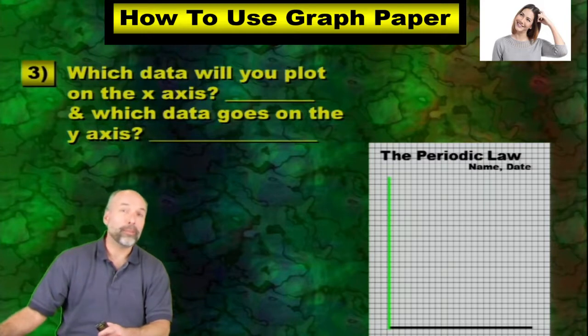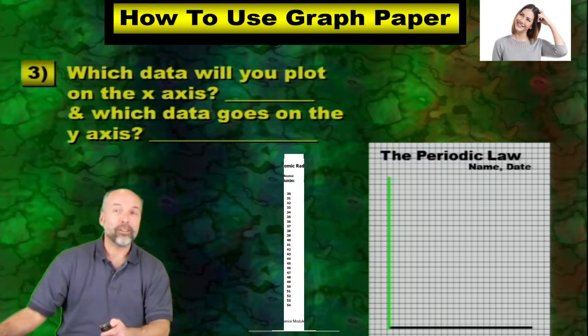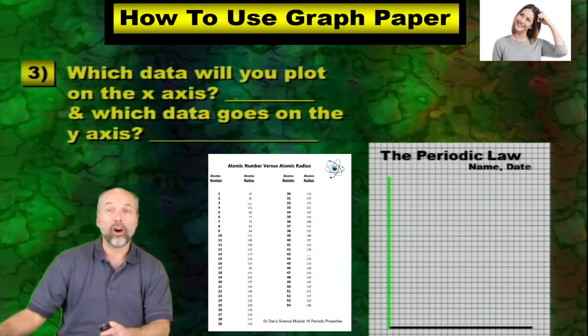Now here's going to be the big question. If you take a look at the sheet of paper in your lab that has all the data points, we're looking at the atomic number versus the atomic volume.